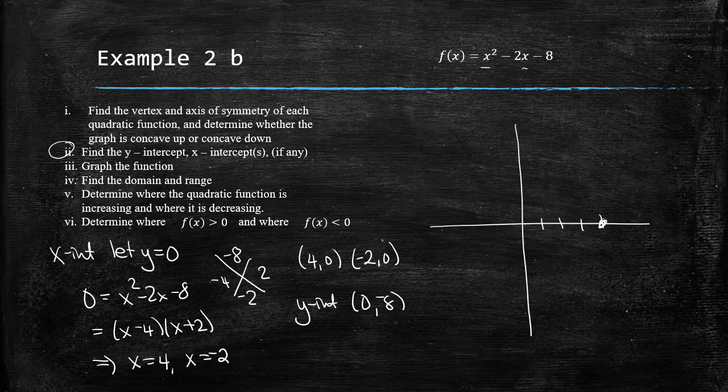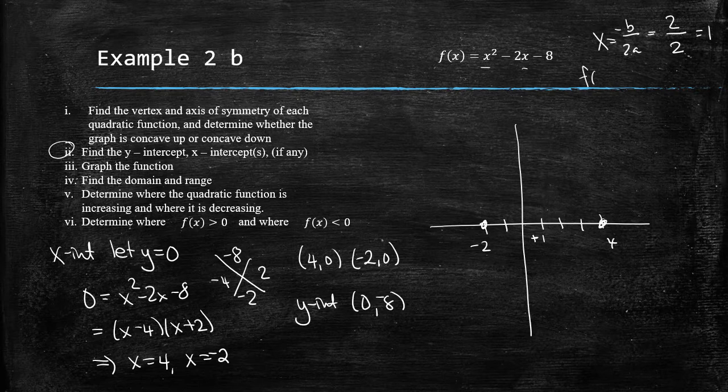Okay, so (4, 0), (negative 2, 0). That tells us that the vertex must be when x is equal to negative 1, because it must be halfway in between our two x-intercepts. Double check it, negative b over 2a. So the opposite of negative 2 is 2, divided by 2 times 1, which is 2. Oh, sorry, I said negative 1, I meant positive 1. And so we do get x is equal to 1.